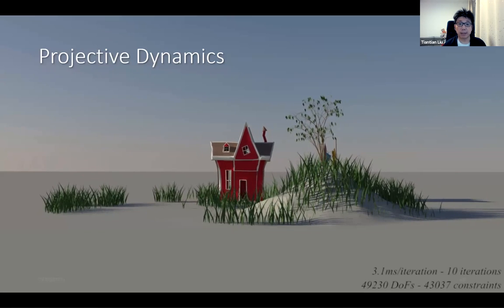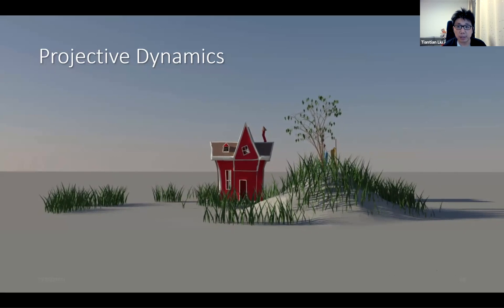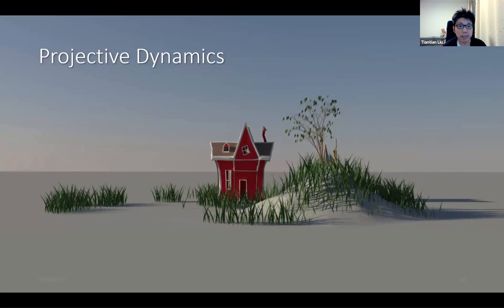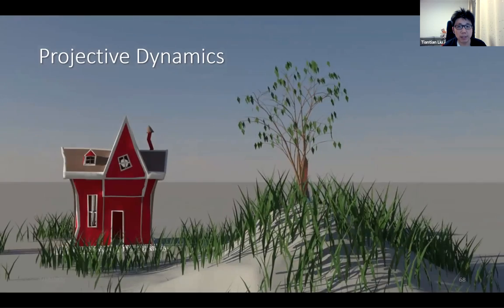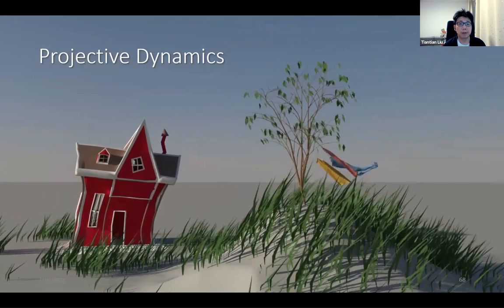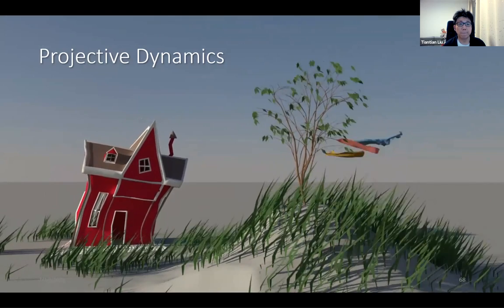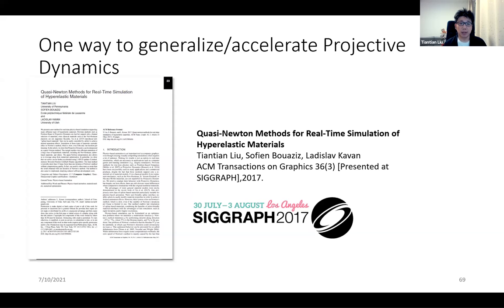When grouped everything together, we are able to use projective dynamics to simulate 43K constraints at real-time frame rate. Here, the house was enclosed in a freeform deformer. The grasses and the trees and clothes are all deformables as well. Now we have PD, projective dynamics, to simulate a certain type of quadratic deformable materials. Can we also generalize it to support more nonlinear materials in the real world?